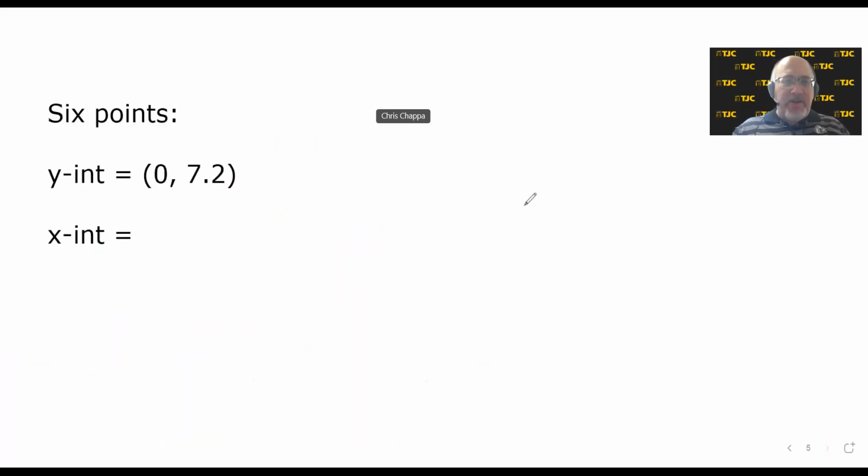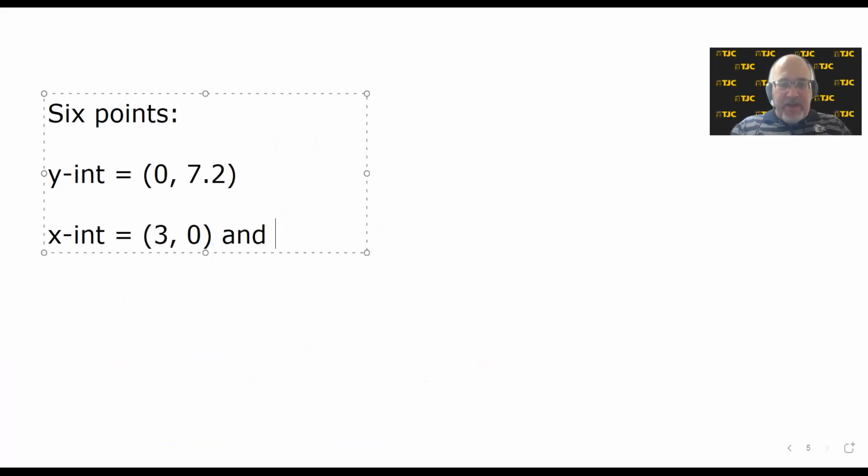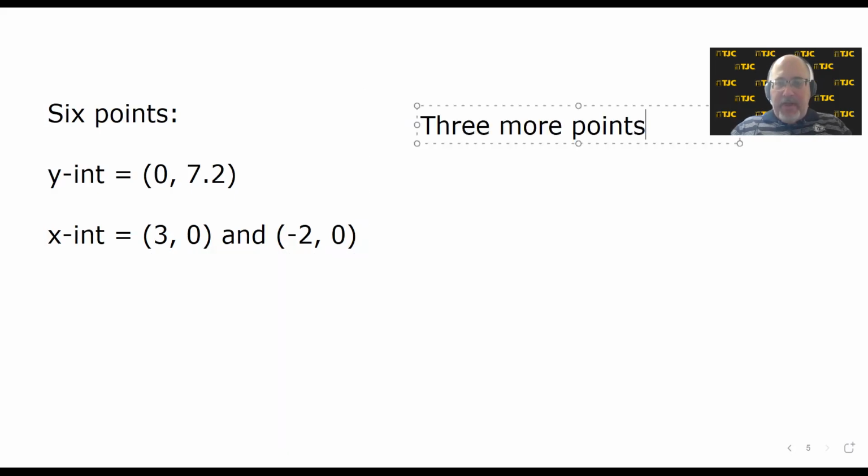Since our zeros are 3 and -2, that means that we have an x-intercept at (3, 0) and (-2, 0). Putting in 3 gives us 0, putting in -2 gives us 0. But we need 3 more points. And in order to get 3 more points, all we have to do is pick some numbers and stick them into the function. Now, we can't put in 0. Well, we can, but we already know the results.